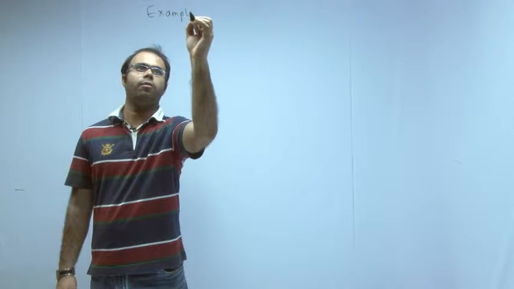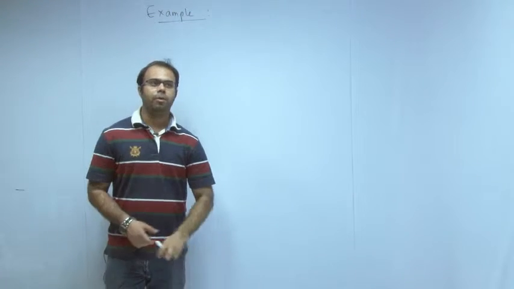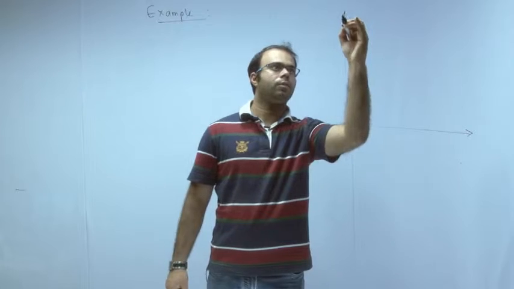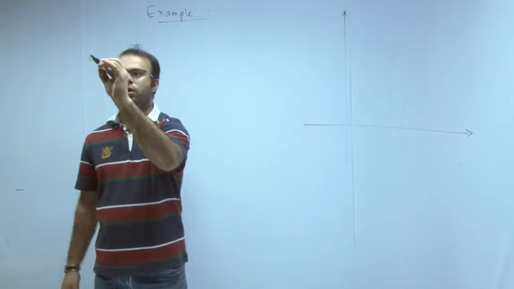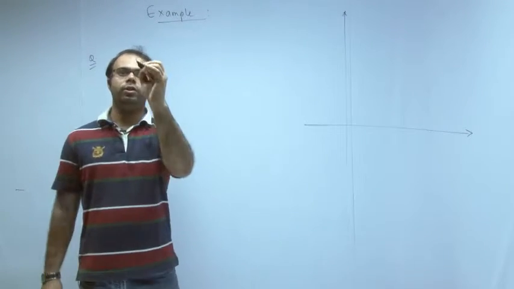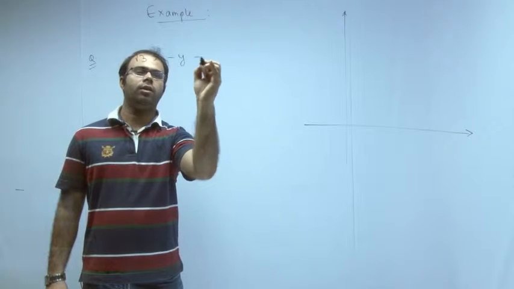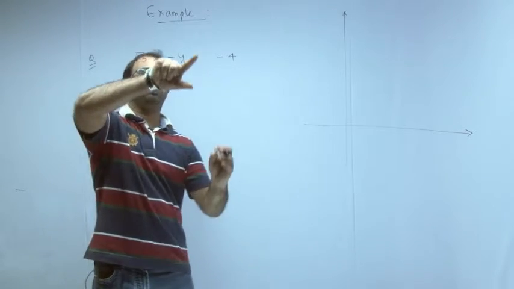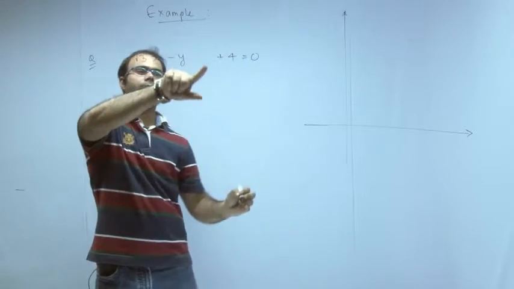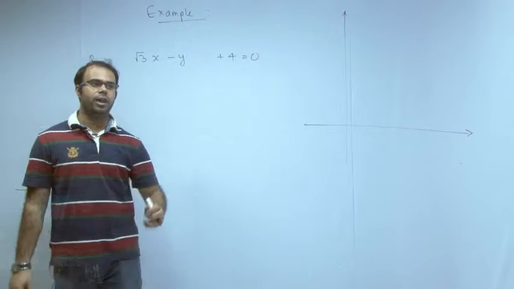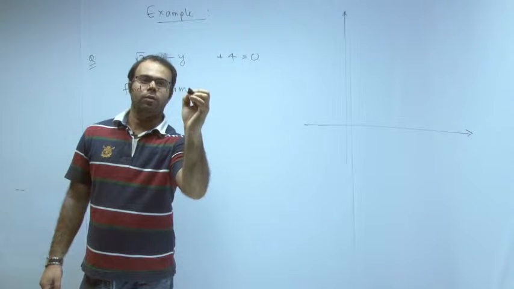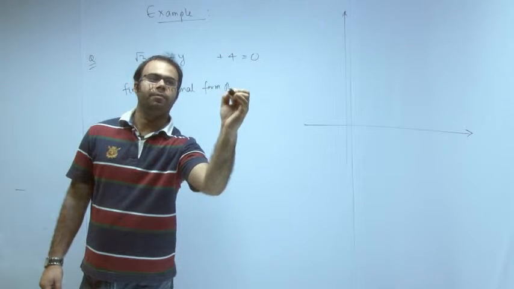Now we take an example of the normal form of a line. Suppose a question is given: root 3 x minus y equal to minus 4. Yeah, we take it as root 3 x minus y plus 4 equal to 0. This is the equation of the line given, and it is asked to find the normal form of this line. So we will find the normal form of this line.